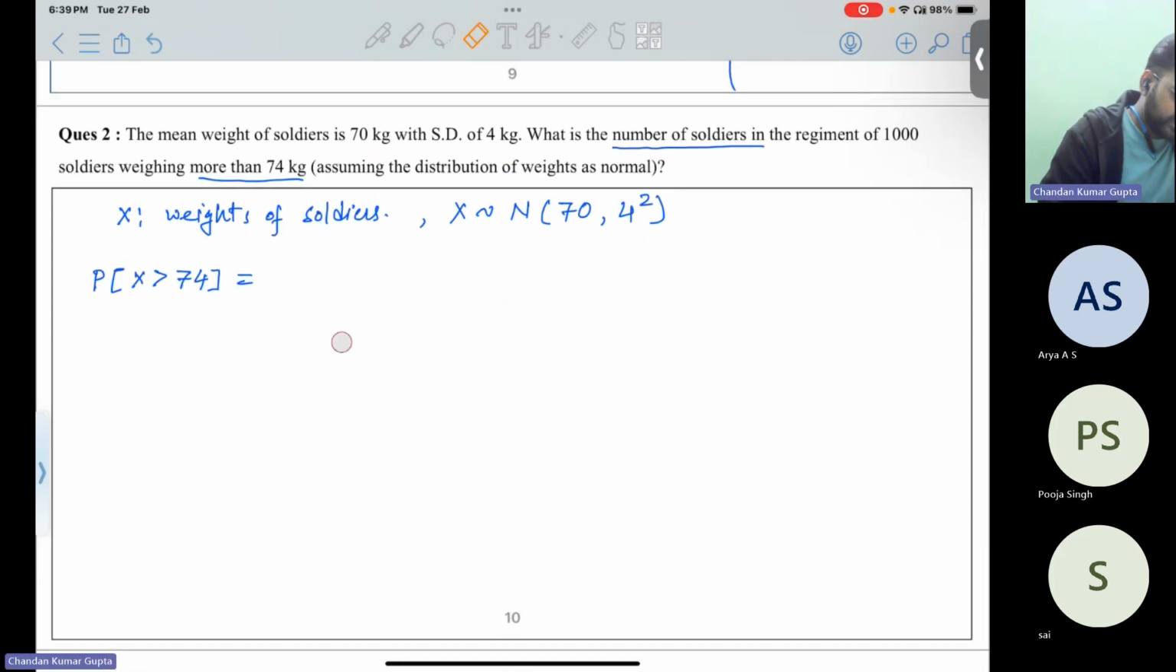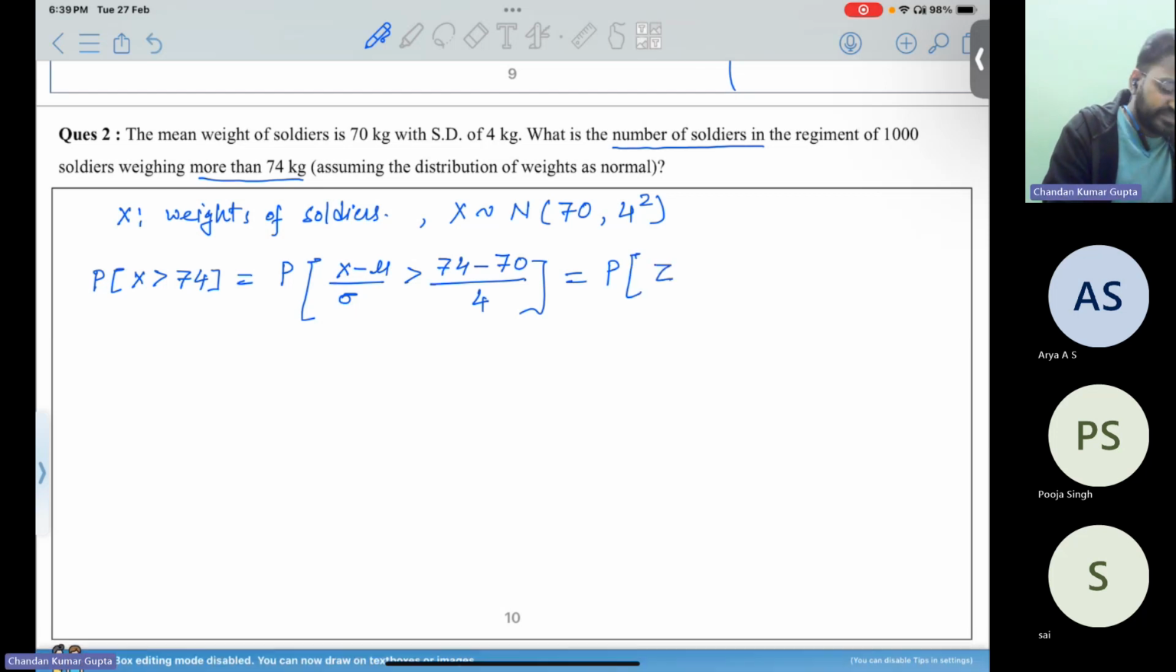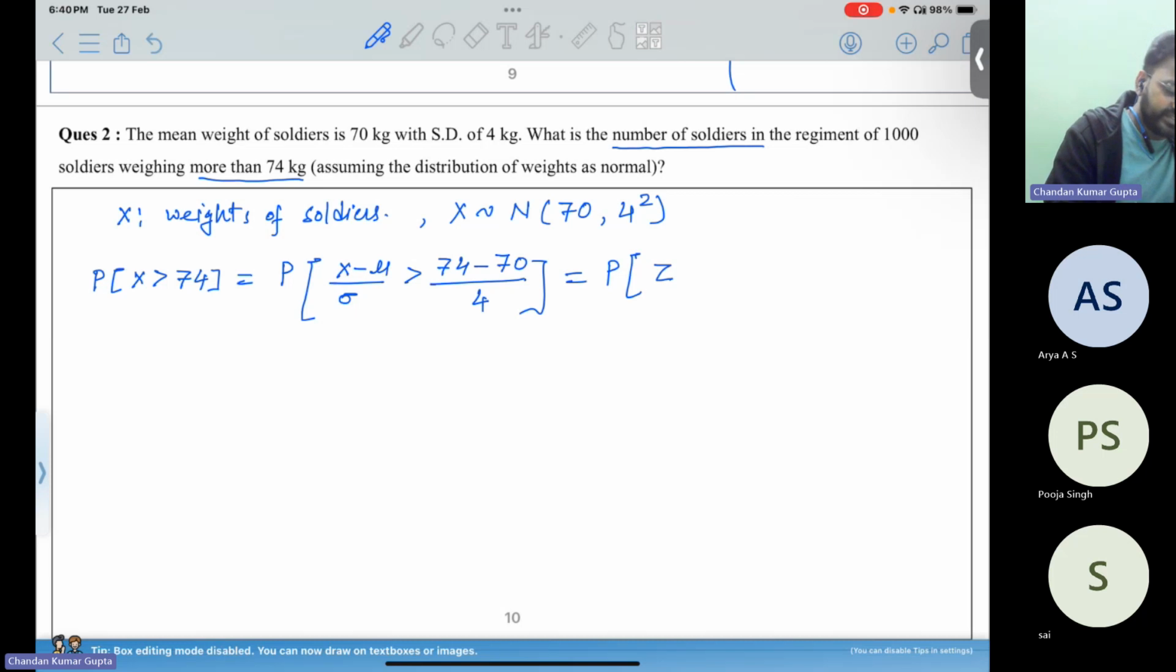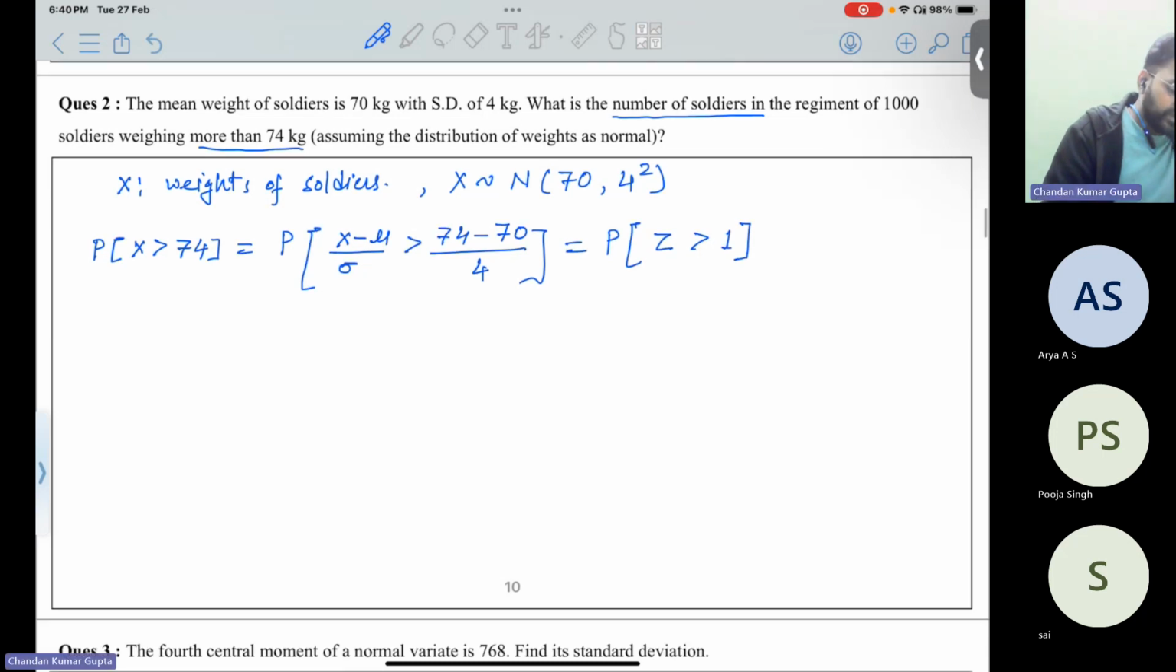So let me erase this. Okay, so we can write like this. We will standardize the random variable: (x minus mu) upon sigma is greater than (74 minus mu, which is 70) upon sigma, which is 4. This can also be written as, (x minus mu) upon sigma is denoted as z. It is greater than 1.